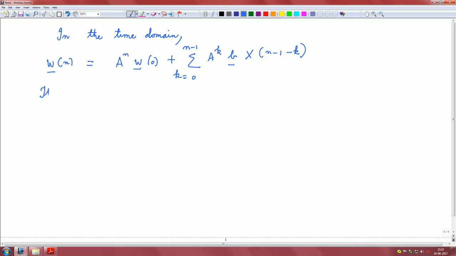And the output is y of n, which is C transpose into Wn, this is a vector, plus D times x. You plug in Wn from the earlier step, and then you can simplify the rest of the equations. I hope this is clear to all of you.